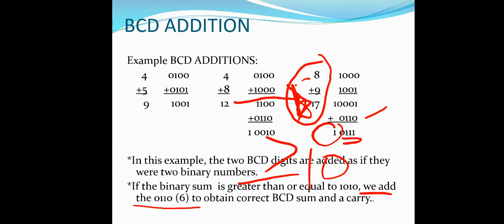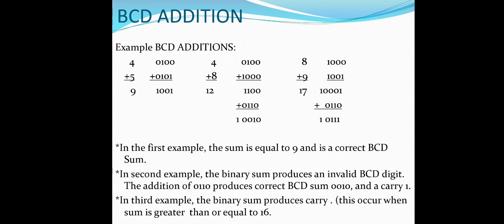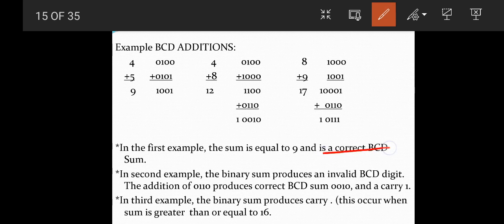Okay, understood. Another example. As you can see in your first example, the sum is equal to 9, so you have the result of the correct BCD sum. In the second example, the binary sum produces an invalid BCD digit, so the addition of 6 produces a BCD sum of 0010 and a carry of 1.